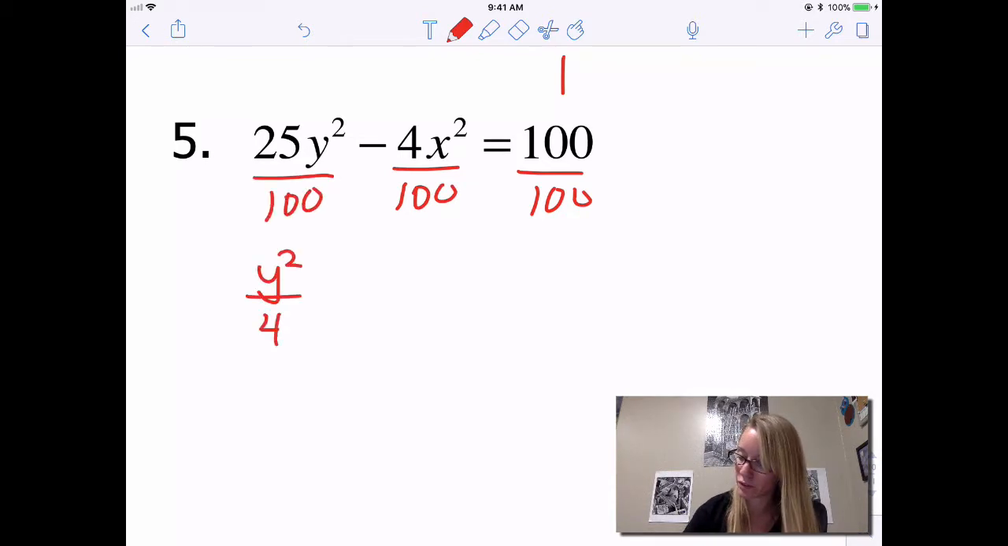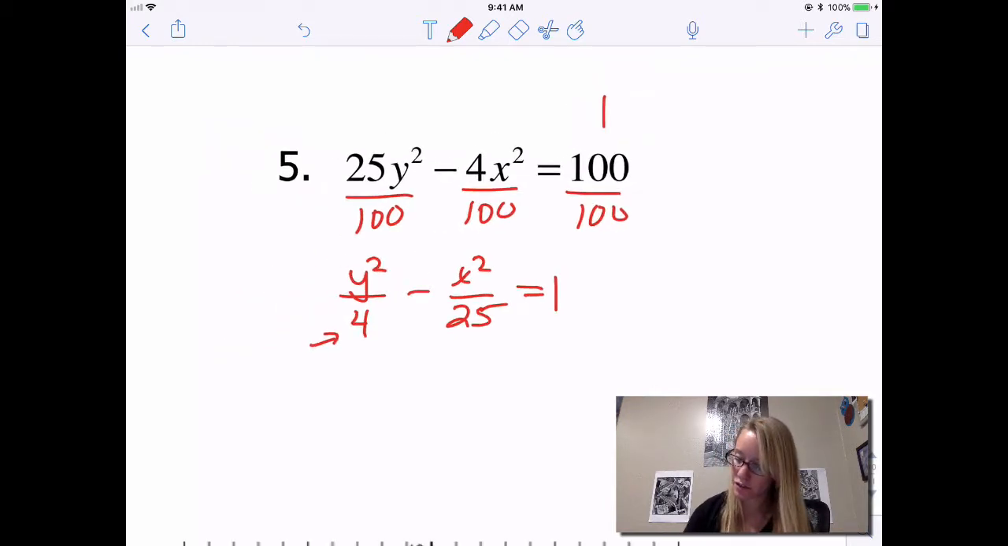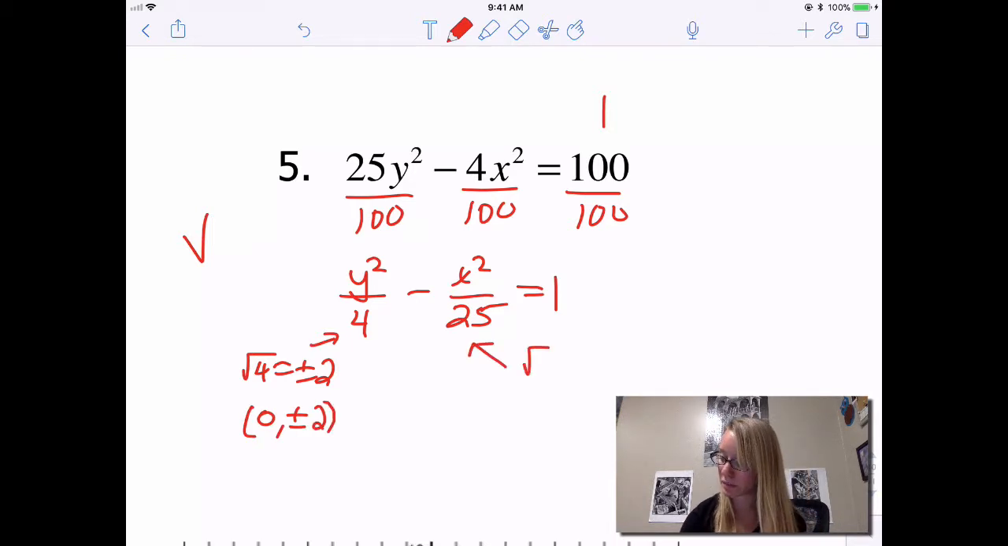I get y squared over 4 minus x squared over 25 is equal to 1. Notice here that I know it's a hyperbola because there's a minus in the middle. Okay, so I can say, first of all, this is going to open vertically. I get the square root of 4 is plus or minus 2. So my points are 0, plus minus 2, because they're in the y-coordinate. And then the x points are going to be the square root of 25, equal to plus minus 5. So in the x-coordinate, I get plus or minus 5, 0.